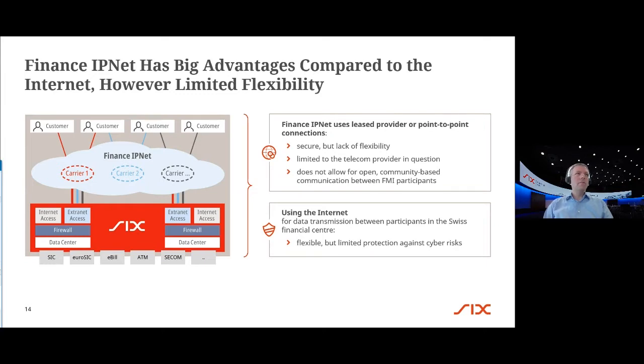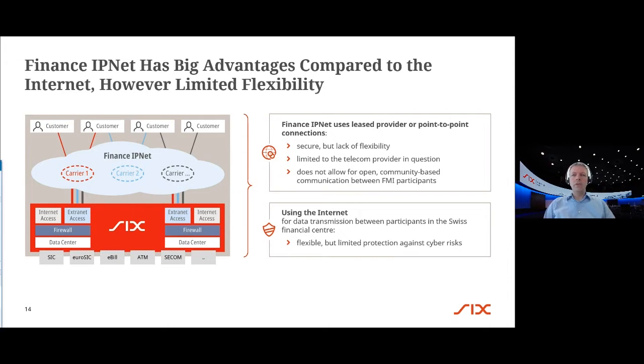Finance IPNet has some big advantages over using the traditional internet, what you would probably use for everyday connectivity purposes. Finance IPNet is a separate network from the internet, and it's built on various carriers, so various telecom companies that provide the network between the customer and SIX as a central hub. So each customer decides on how he wants to connect to SIX using his applications and his connectivity, and he would then communicate over these links to SIX and to SIX only.